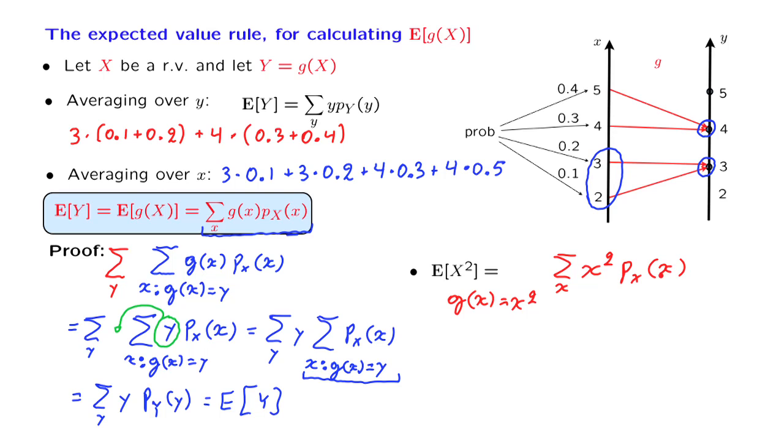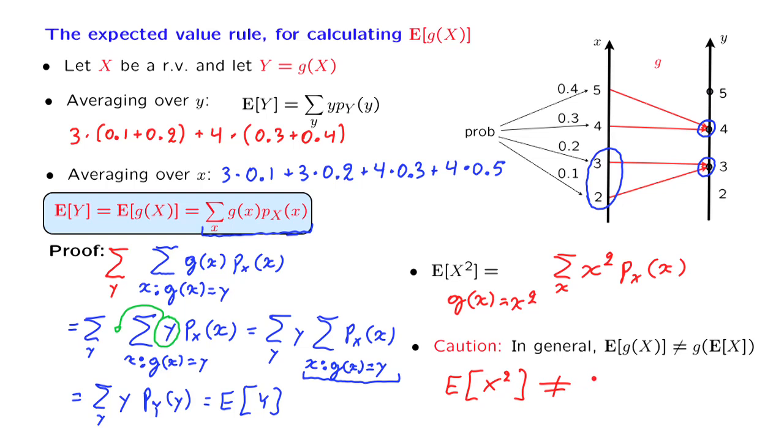And finally, one important word of caution: in general the expected value of a function, so for example the expected value of x squared, is not going to be the same as taking the expected value of x and squaring it. So this is a word of caution that in general you cannot interchange the order with which you apply a function and then calculate expectation. There are exceptions, however, in which we happen to have equality here, and this is going to be our next topic.